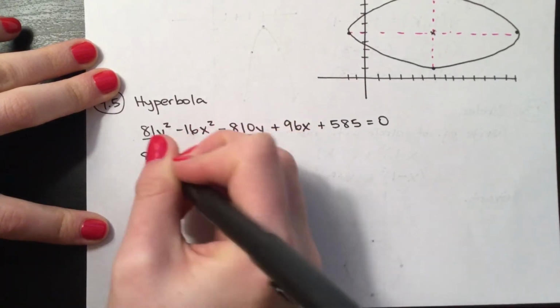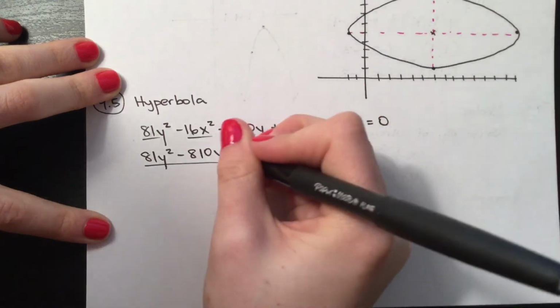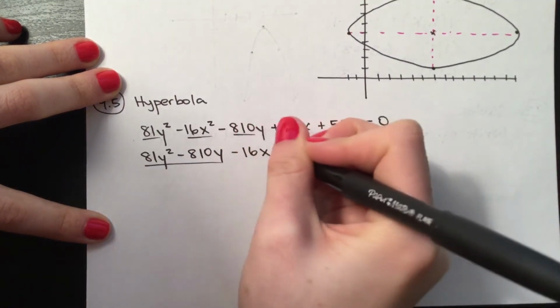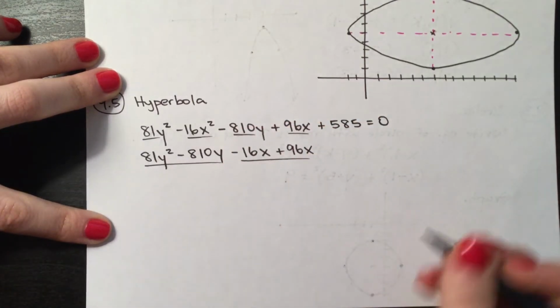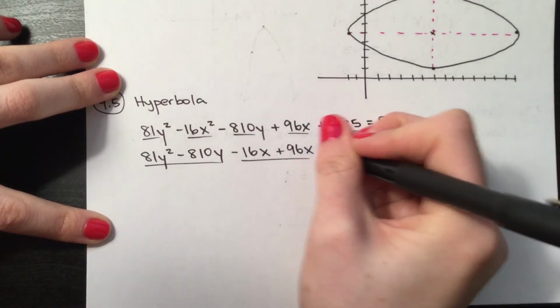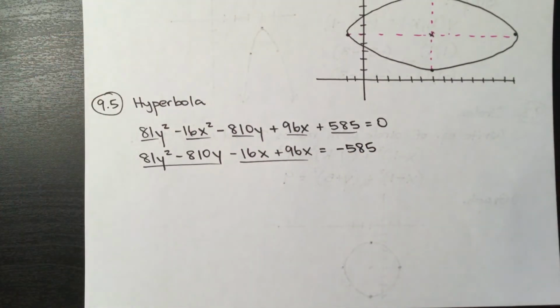So put those together first. We're going to make a little group of y stuff, and then make a little group of x stuff. Okay, so there's a group of x stuff. And then if you have a constant, you're going to move it over to the other side if it's not there already. So I'm going to subtract 585 from both sides. So our setup will initially look like this.